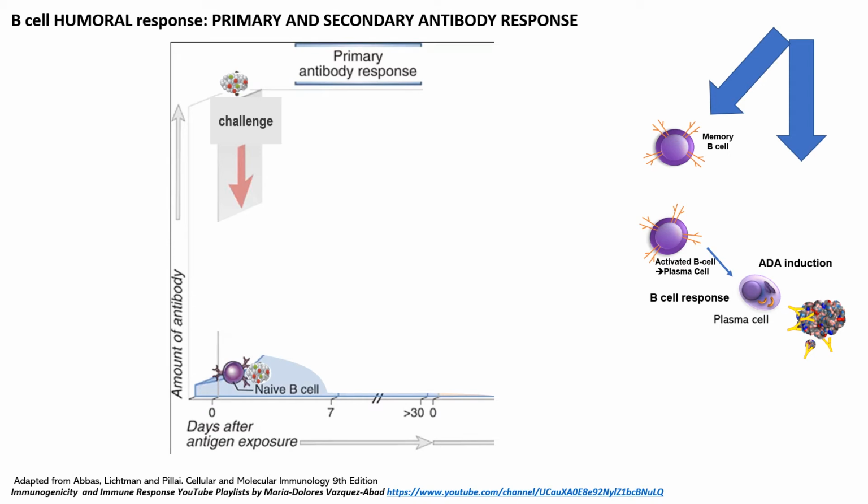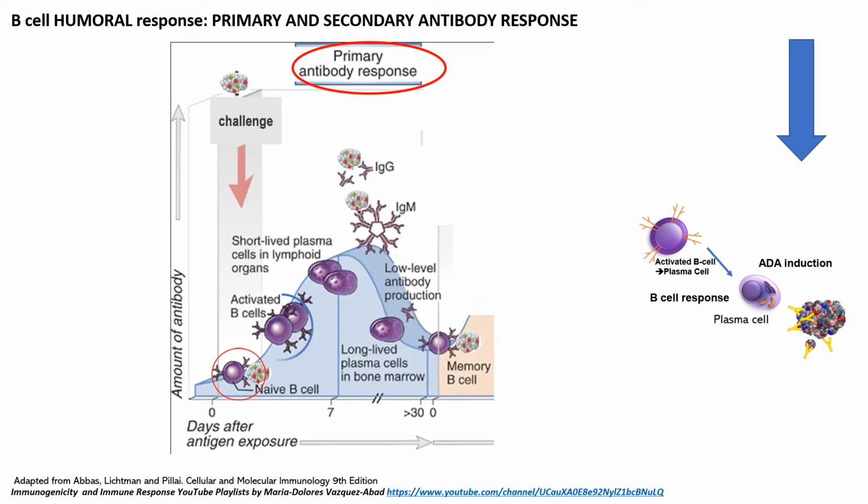Let's begin reviewing the primary antibody response. So for now, let's forget the memory cells. When we have the challenge, which is the first time that a signal is perceived as a dangerous signal, the naive B cell will differentiate into the activated B cells. These activated B cells were driven by CD4 Th2.